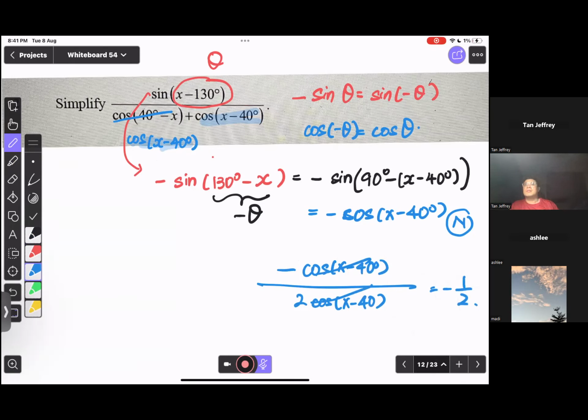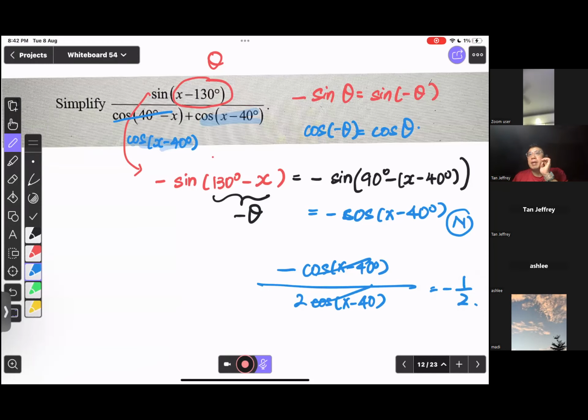Wait, Mr. Tan, for sine of negative theta equals negative sine theta, that one we have to memorize, right? Yes, you have to memorize. I thought it depends on the quadrant. It doesn't matter what theta is. Theta can be in any quadrant.